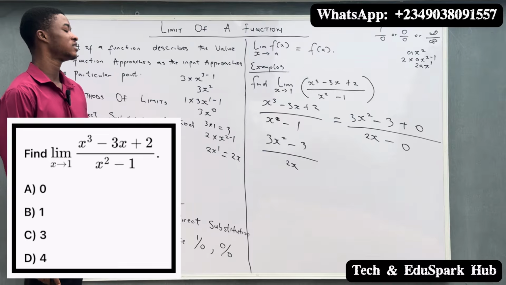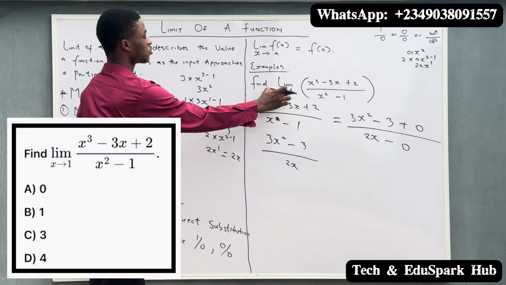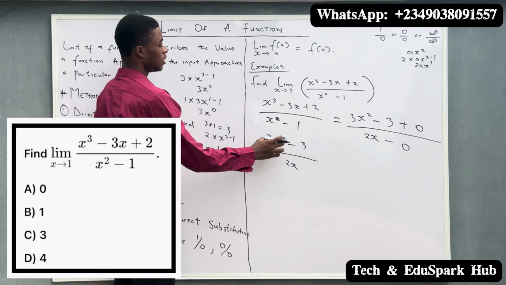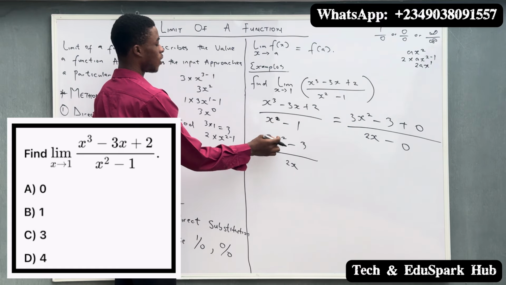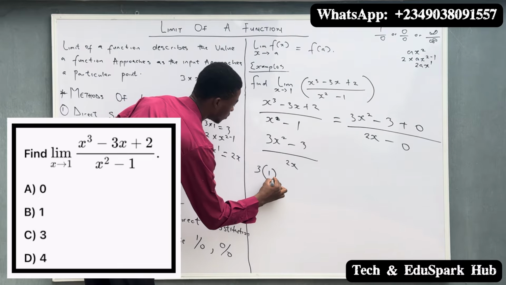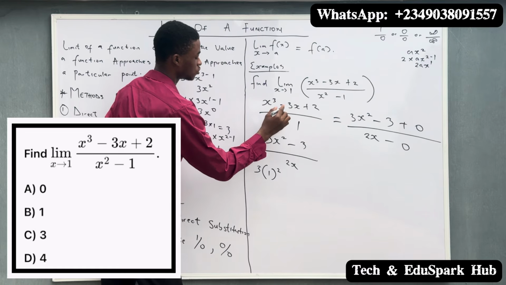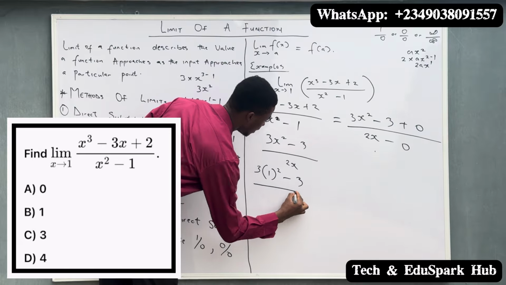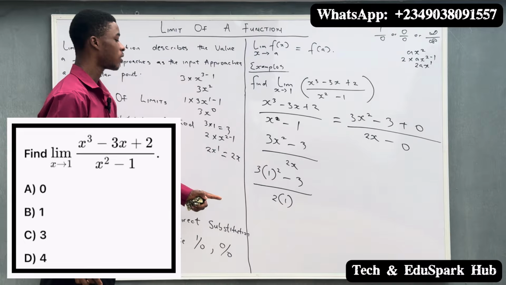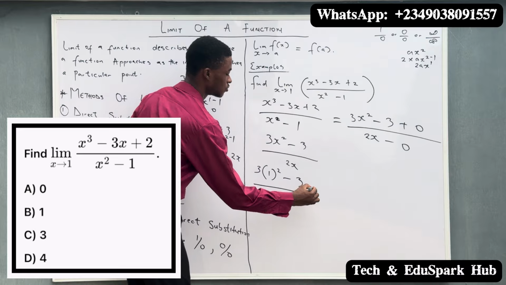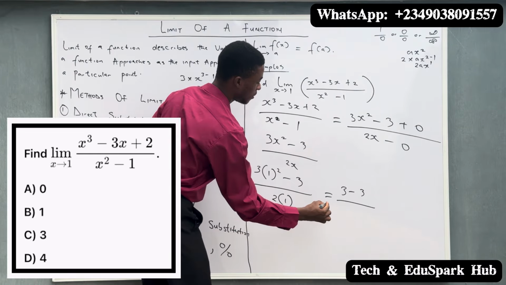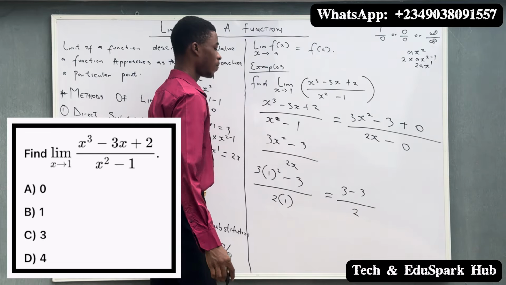Now that we have differentiated, the next thing to do is to substitute your limit, which is 1. We are going to substitute by putting 1 anywhere we see x. So we are going to have 3 open bracket 1 squared, because our x is equal to 1, minus 3, divided by 2 open bracket 1. So 1 squared will give us 1, 3 multiplied by 1 gives 3, so we have 3 minus 3 divided by 2 multiplied by 1, which gives 2.